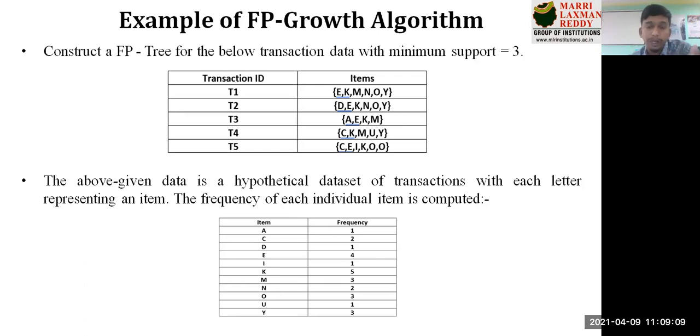For the FP growth algorithm, they call this data set the monkey data set, and the second one is a donkey. But that is not about the meaning of the word. E indicates one item, K indicates one item, M indicates one item. Likewise, each alphabet represents one item in a data set.